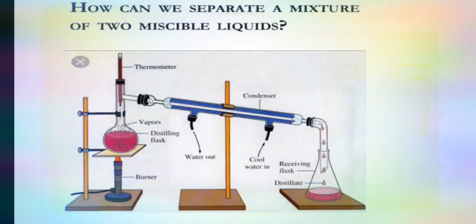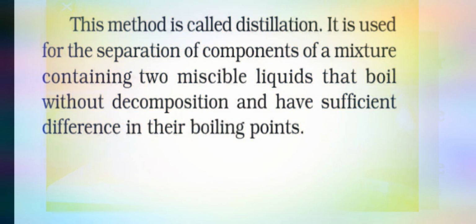Now we are telling about how we can separate a mixture of two miscible liquids. By the distillation method, we can separate two miscible liquids. That method is known as distillation. It is used for the separation of components of a mixture containing two miscible liquids that boil without decomposition and have sufficient difference in their boiling points.